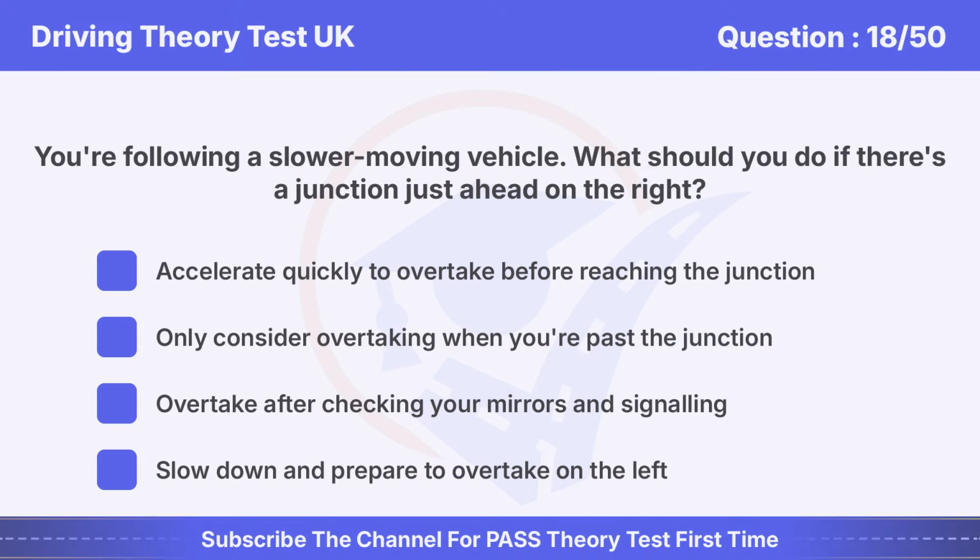Question 18. You're following a slower moving vehicle. What should you do if there's a junction just ahead on the right? Option A. Accelerate quickly to overtake before reaching the junction. B. Only consider overtaking when you're past the junction. C. Overtake after checking your mirrors and signaling. D. Slow down and prepare to overtake on the left.